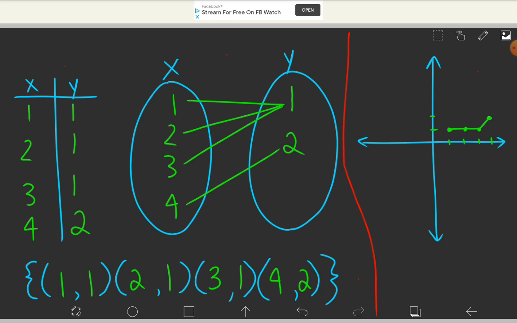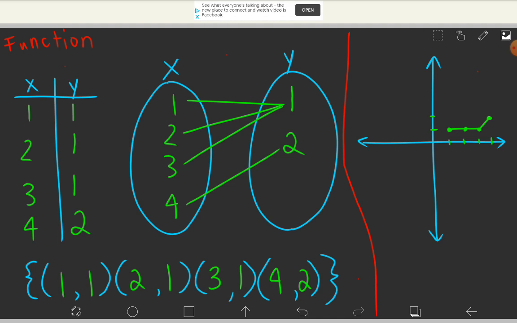So we see when x is 1, y equals 1. When x is 2, y equals 1. When x is 3, y is 1. When x is 4, y is 2. So remember, when we're looking for a function, we want to make sure that x doesn't repeat, and we can see that x does not repeat. So this would be a function. Now, if you want to see if it's a one-to-one function, we have to make sure that y doesn't repeat either. But we can see here that y does repeat: y equals 1.